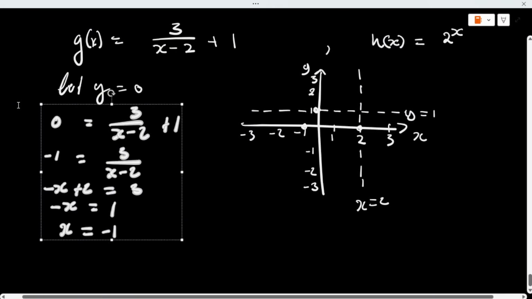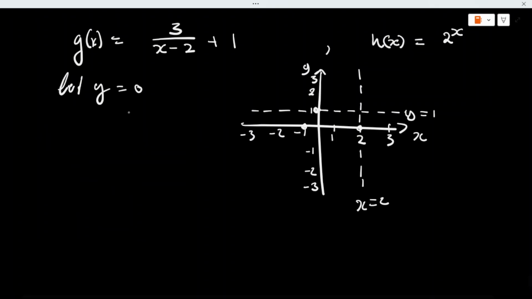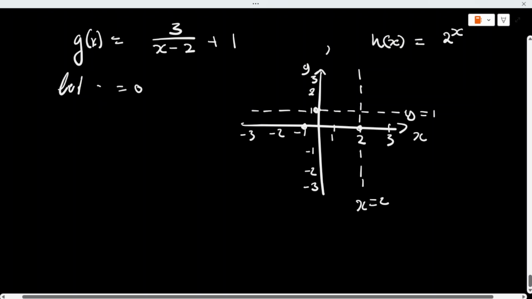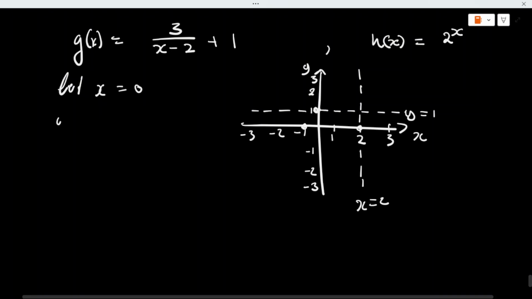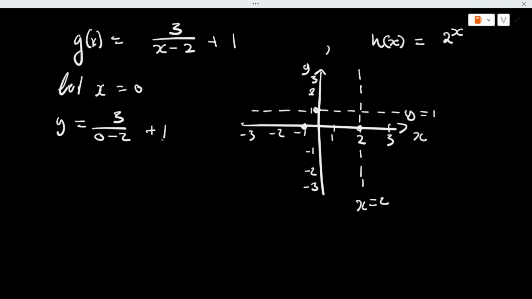Now let's find the y-intercept. To find the y-intercept, we need to equate x to 0. Let x equal to 0. And after we do that, we get y is equal to 3 over 0 minus 2 plus 1. And therefore, we have y is equal to negative 3 over 2 plus 1. And this solves to negative 1/2. Therefore, we'd have a point over there.